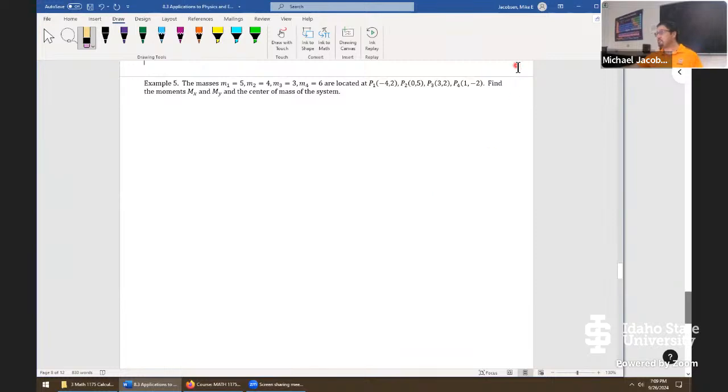Let's give this a try from scratch. It says masses M1 through M4 are located at points P1 through P4. Find the moments Mx, My. When you're doing this as a homework problem or as an exam problem, you don't really need any kind of illustration. But this is our first time doing it, so let's actually draw this all out, just to show what's happening with the process. First thing I'll put down are these ordered pairs, so -4, 2.